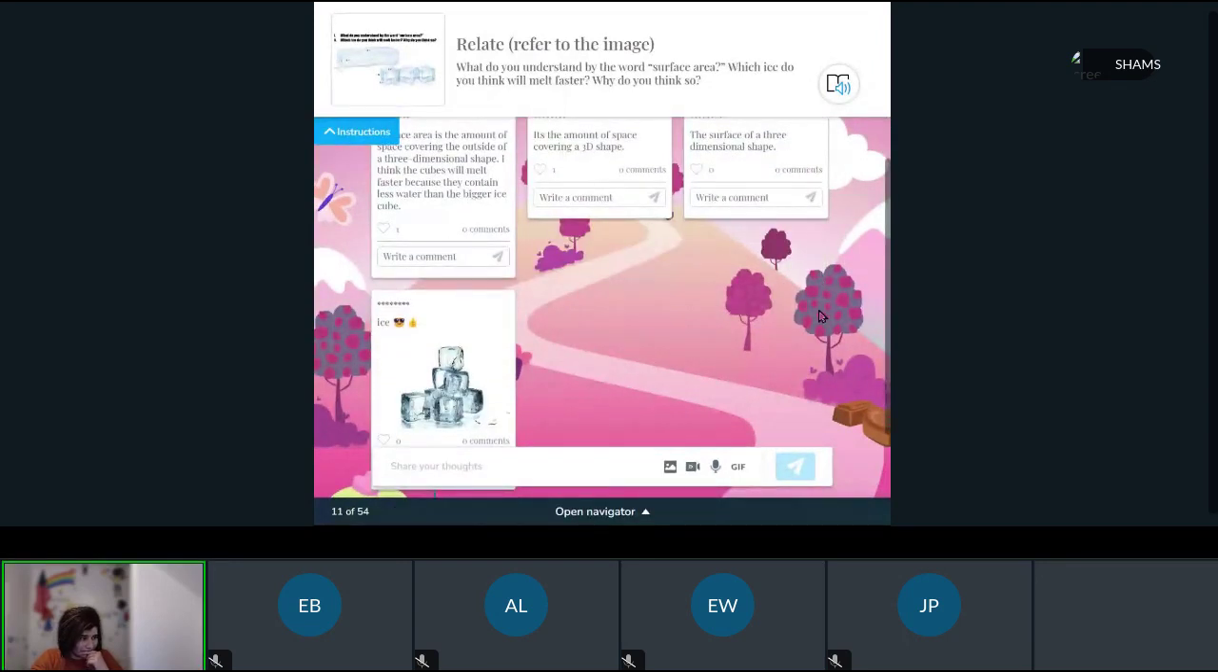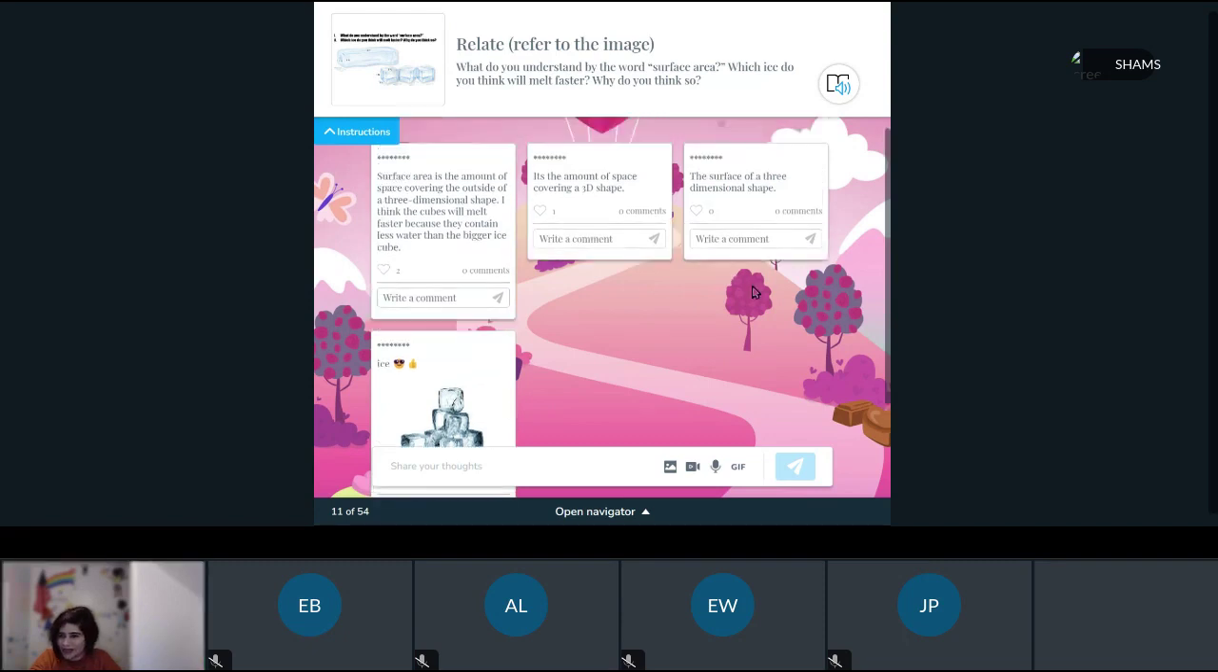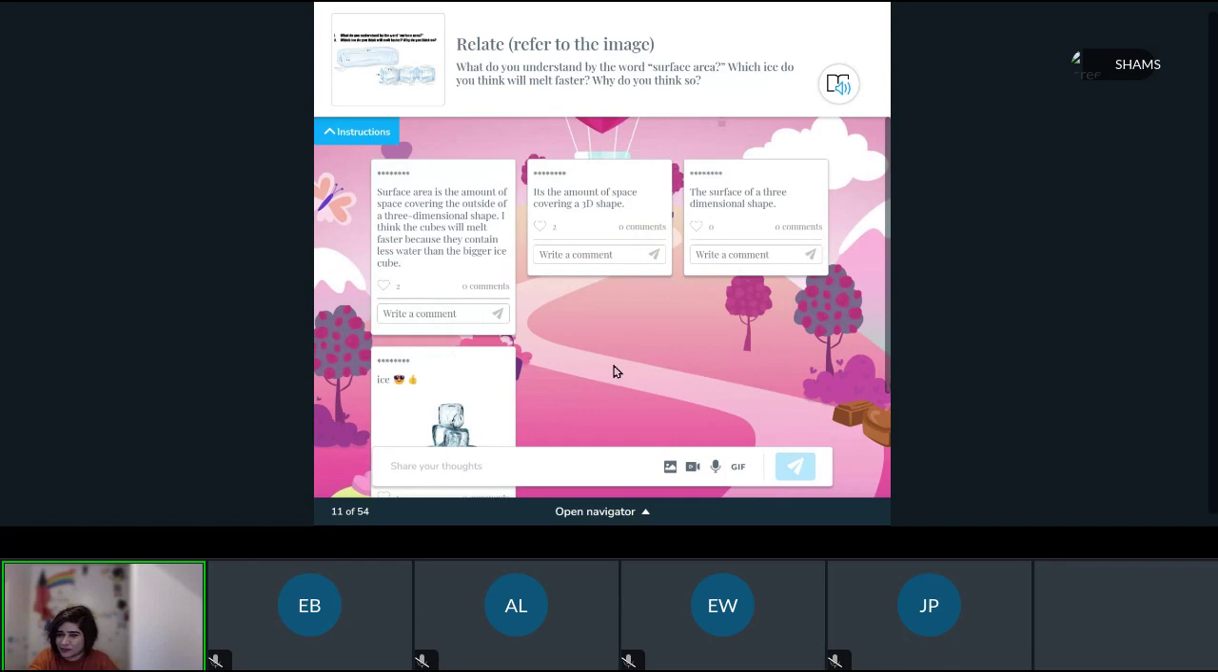So Nyla, surface area is the amount of space covering the outside. Very good. I think the cubes will melt faster because they contain less water than the bigger ice. Nyla, very good. Miriam, the amount of space covering a 3D shape. Very good. Christopher, the surface of the 3-dimensional shape. Very good, Christopher. Seems like you guys are thinking that the ice cubes will melt faster. Can you guys hop on the mic and talk about it?